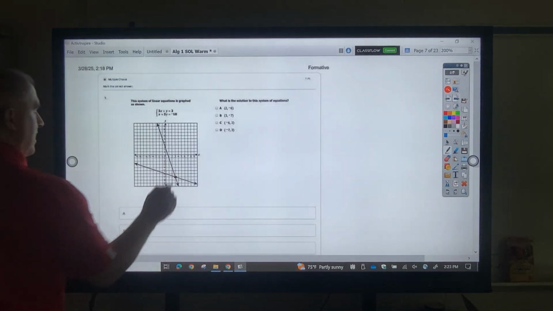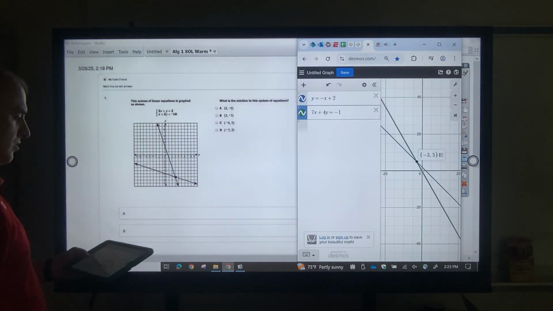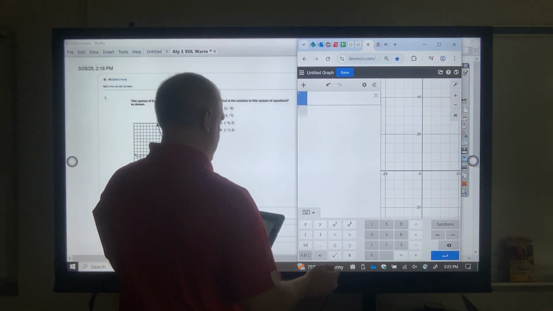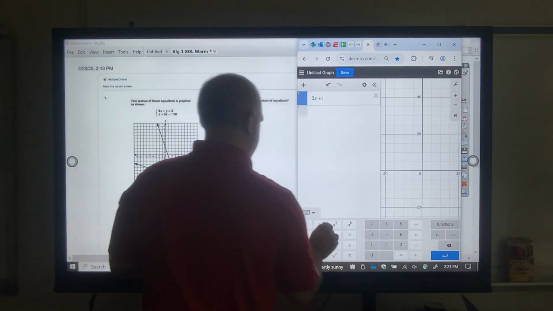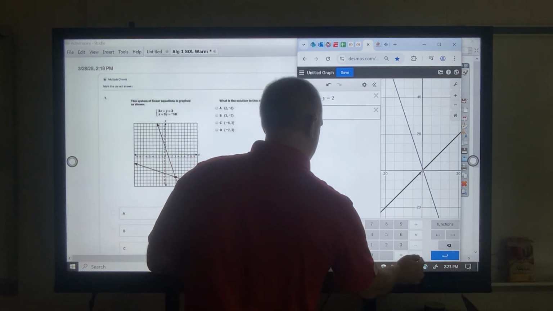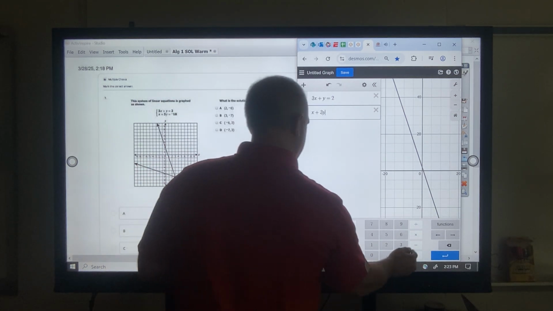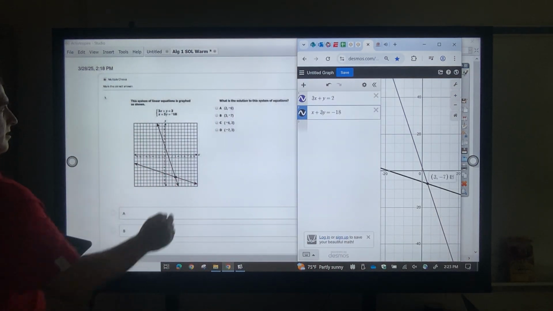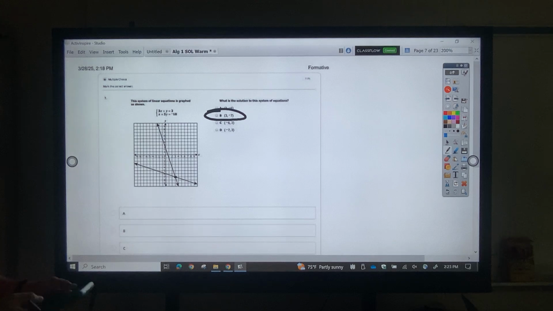Same thing here. Where does that cross? Okay, you can sort of just type this in. Okay, type the top equation. 3x plus y equals 2. X plus 3y equals negative 18. All right, 3, negative 7. B. Okay.